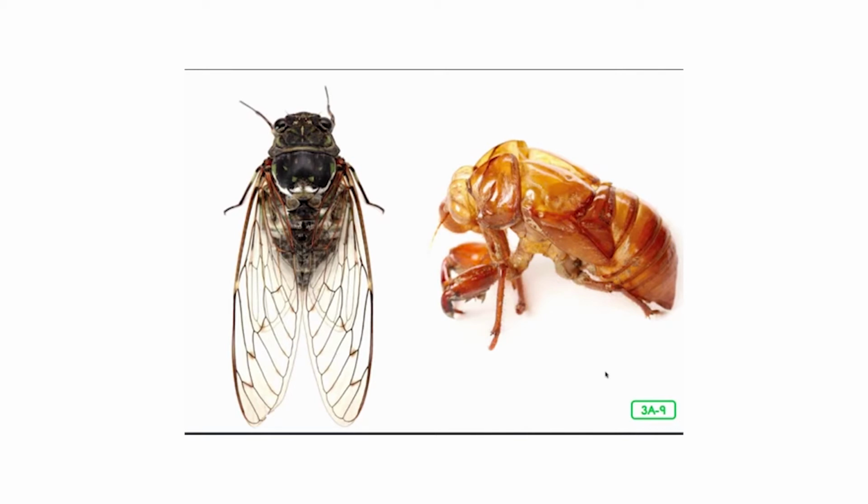The nymphs remain hidden beneath the ground, continuing to shed their exoskeletons. So what is the word that means to shed its exoskeleton? Once they are fully grown, they make their way to the surface again, shed their skin one last time, and emerge as winged adults. For some reason, all of the cicadas in an area emerge at once, either every 13 years or every 17 years.